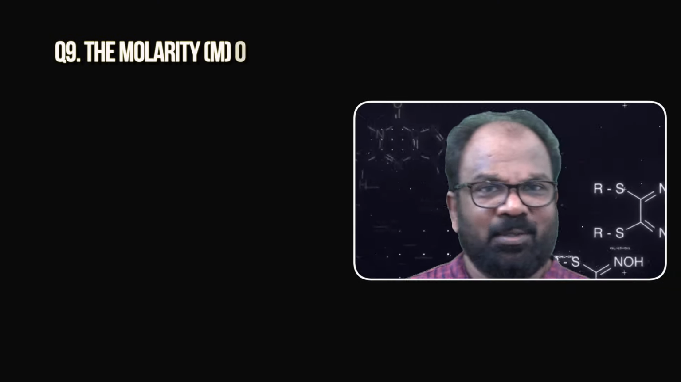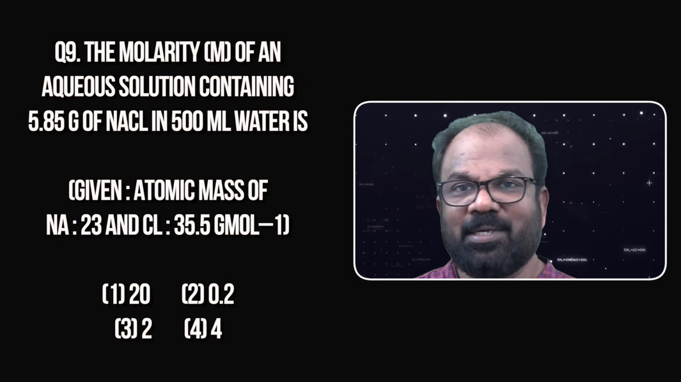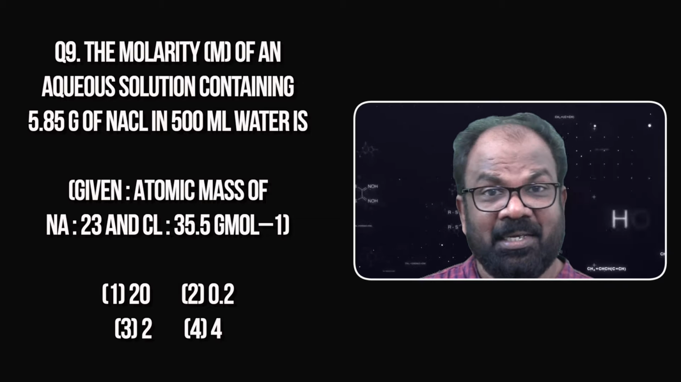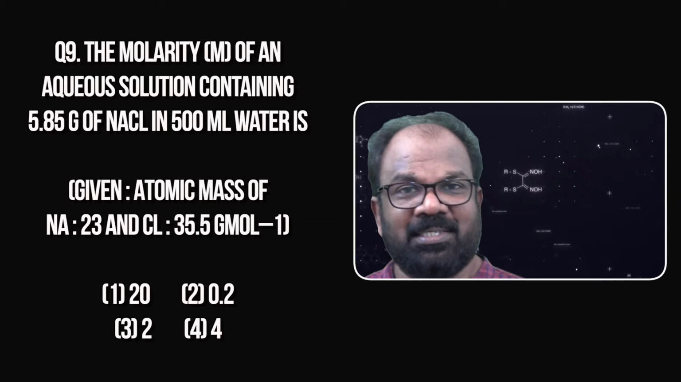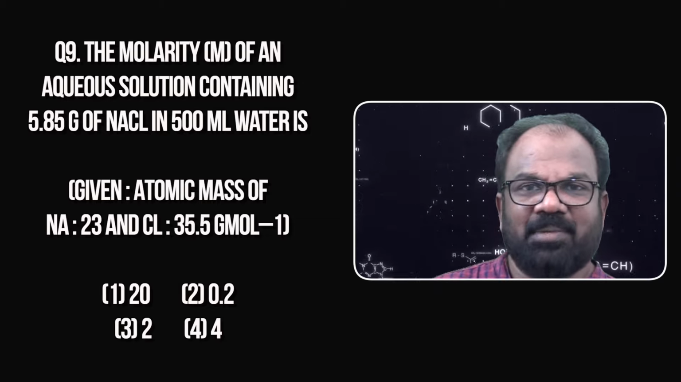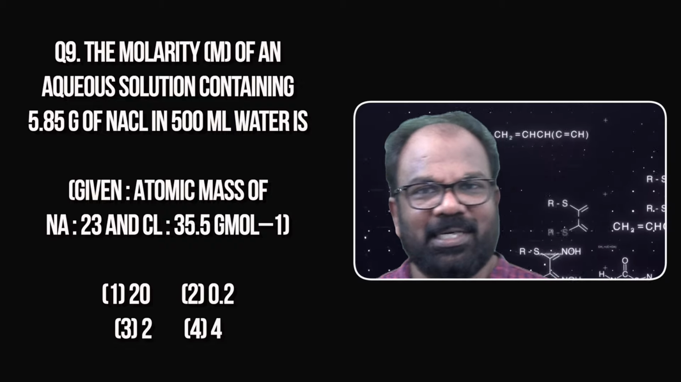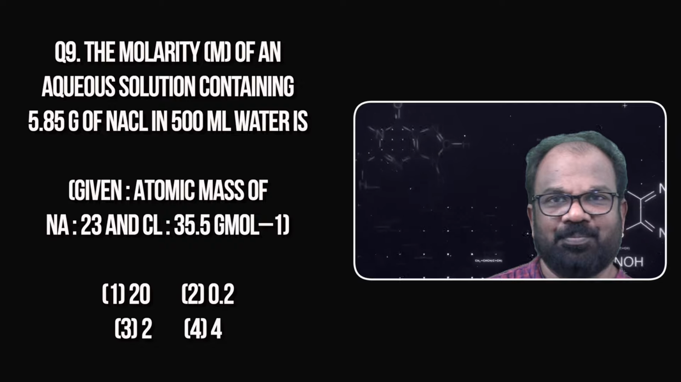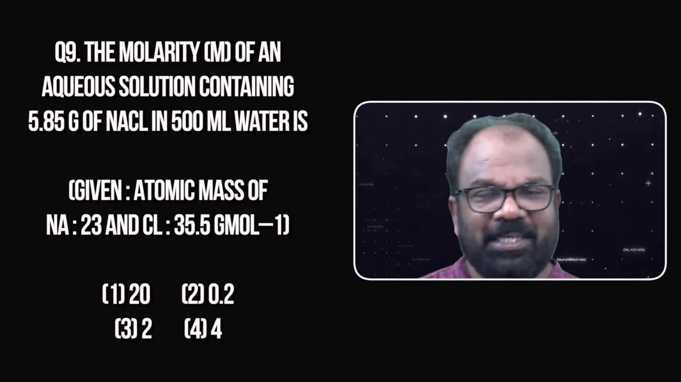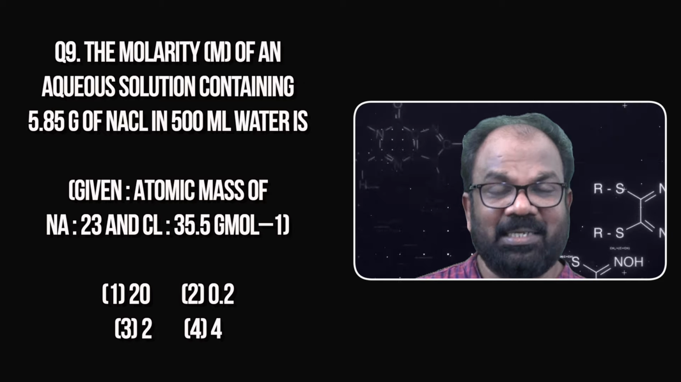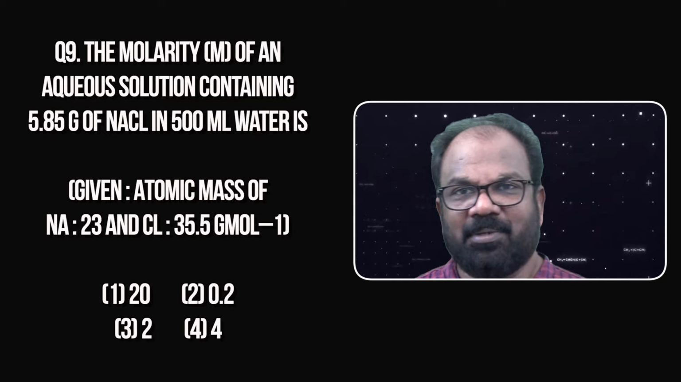Then question number 9, it is a multiple choice question. The question is, the molarity of an aqueous solution containing 5.85 gram of NaCl in 500 ml water is given that atomic mass of sodium is equal to 23 and that of chlorine is equal to 35.5 gram per mole. Here the option number 1 is 20, option number 2, 0.2, option number 3, 2, and option number 4 is 4. Listen, it is a very simple question.